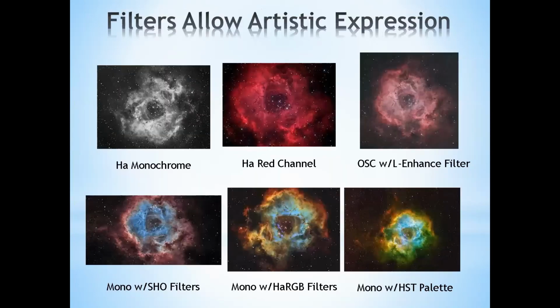Here's the artistic rendering of the Rosette Nebula. You can do monochrome, you can assign it all to the red channel, or you can get false color images. This is the Hubble Space Telescope palette. Depending on the filters you use and the color channels that you assign to, you can get different color effects.